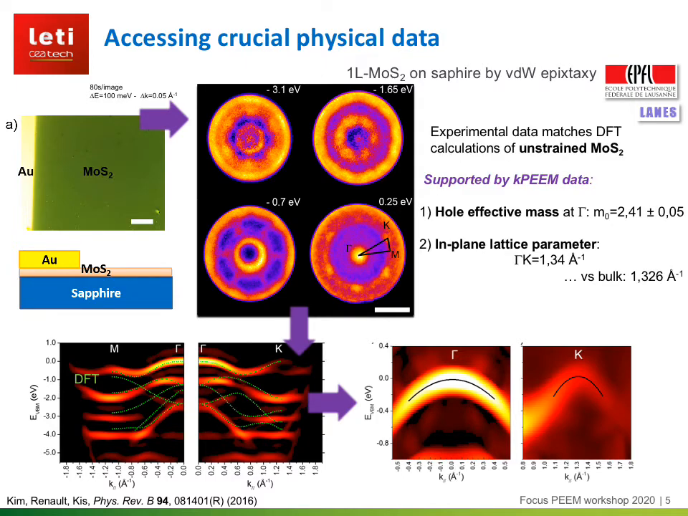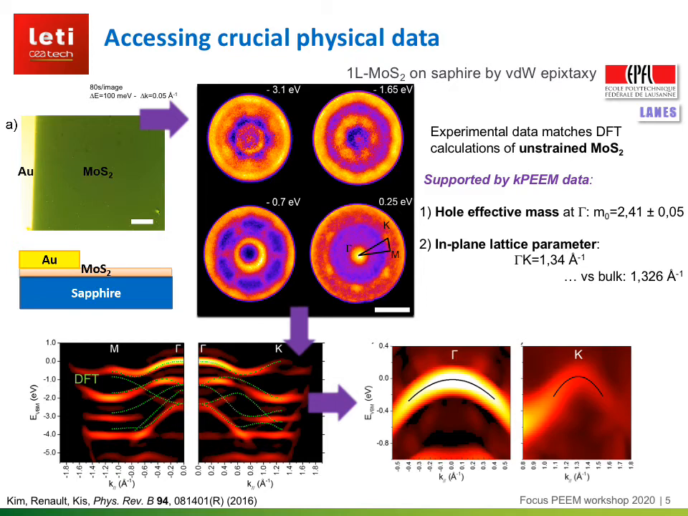So this is what we did, and we found some hole effective masses at gamma which were matching the data for unstrained molybdenum disulfide derived from density functional theory calculations. And besides this key physical parameter of the hole effective mass, we can also derive the in-plane lattice parameters simply by measuring the gamma-K distance on the band structure, which helps deriving the in-plane lattice parameter.